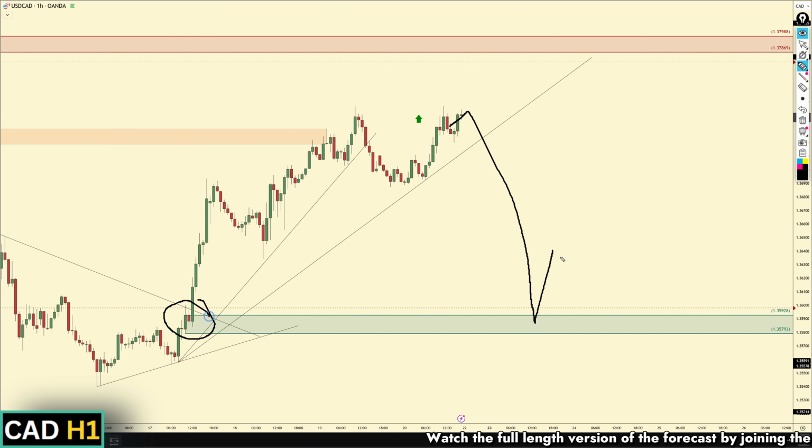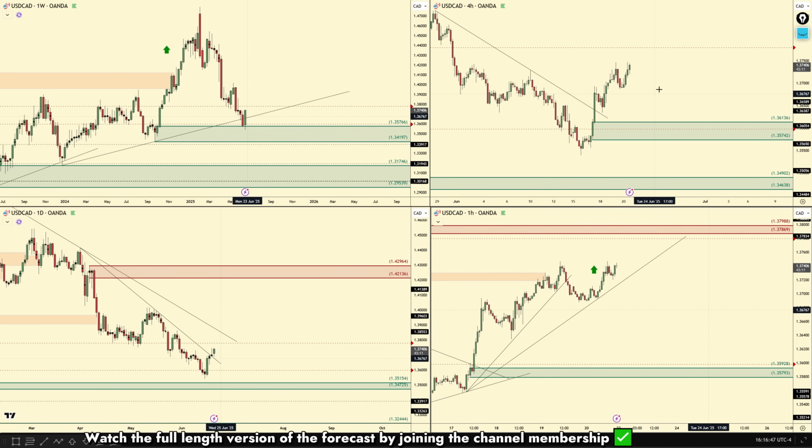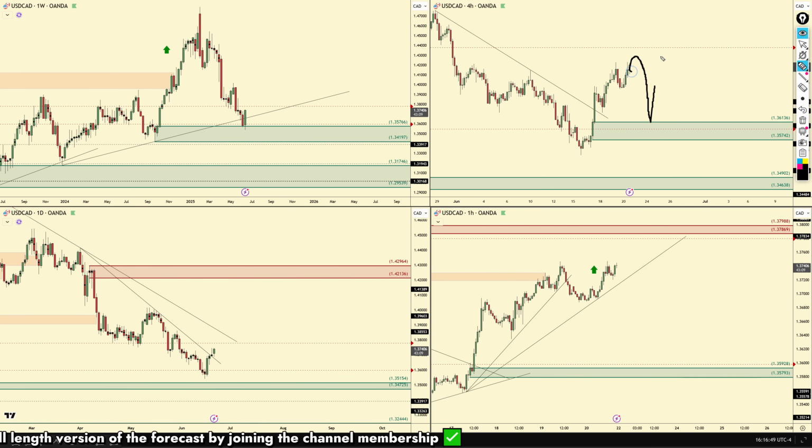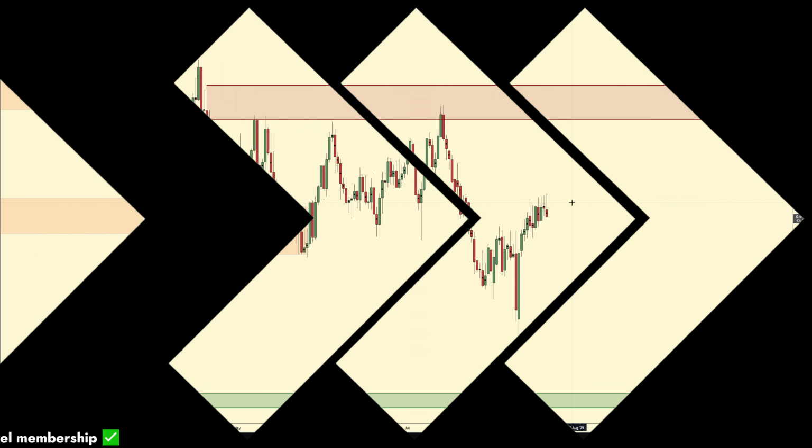This is our 1-hour area of demand that's embedded inside of our overall 4-hour area of demand, and that 4-hour area of demand represents our confirmation as we come off of our higher time frame weekly area of demand.